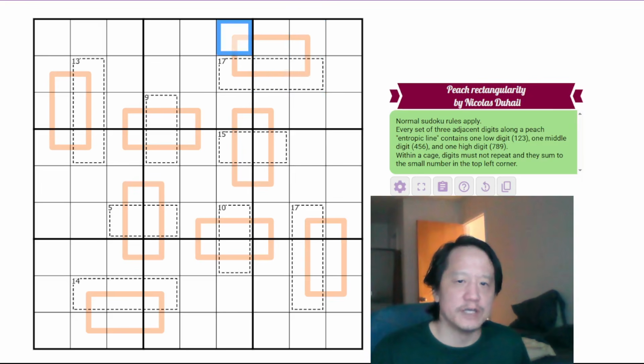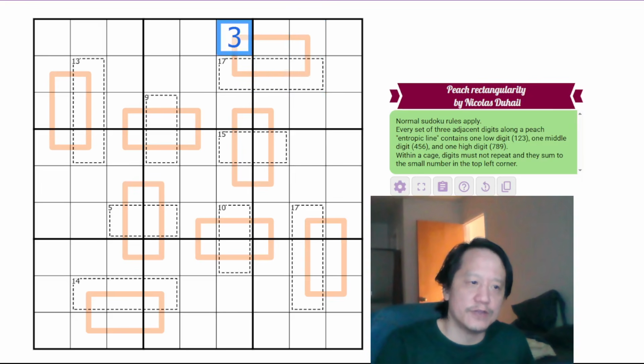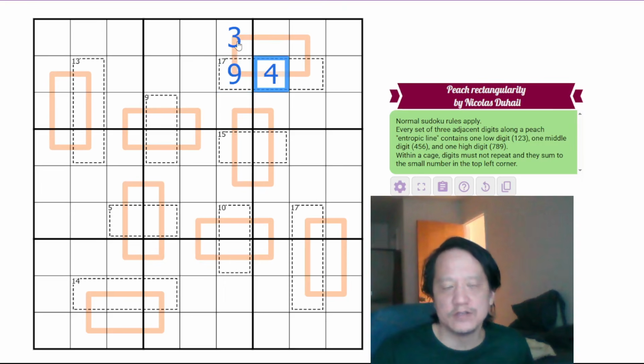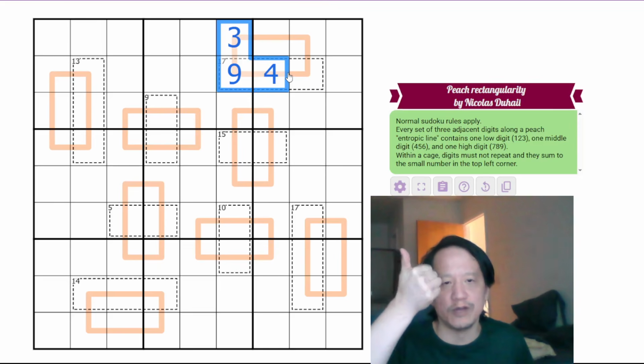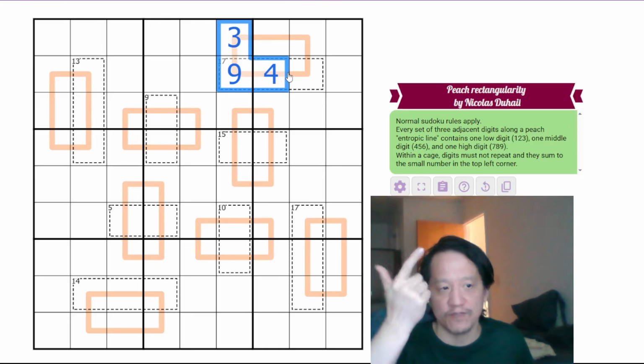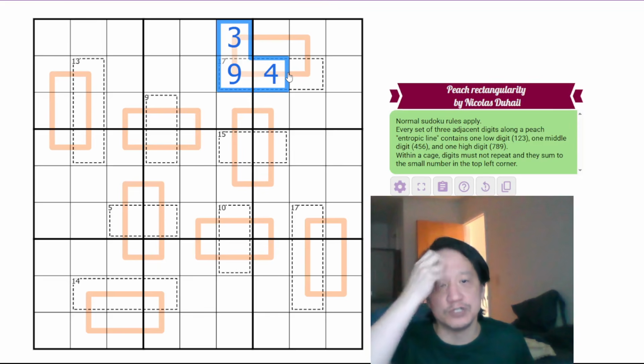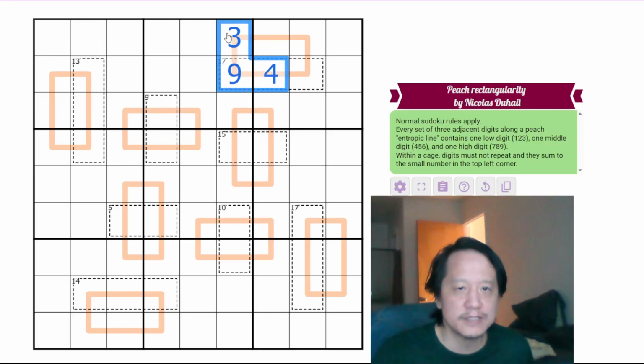So, for example, we could have, say, a 3 here, a 9 here, and a 4 here, and that would satisfy this because these 3 digits must have 1 low digit, which we do, we have a 3, 1 middle digit, which is the 4, and 1 high digit, which is the 9. So that's an example of how this entropic line could work.